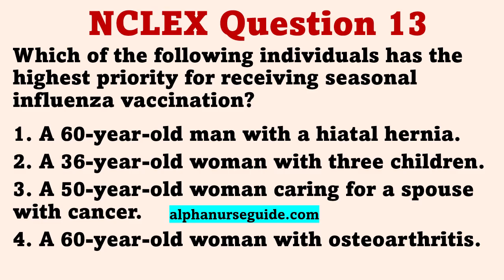Individuals who are household members or home care providers for high-risk individuals are high-priority targeted groups for immunization against influenza to prevent transmission to those who have a decreased capacity to deal with the disease. The wife who is caring for a husband with cancer has the highest priority of the clients described because her husband is likely to be immunocompromised and particularly susceptible to the flu. A healthy 60-year-old man or a healthy 36-year-old woman is not in a high-priority category for influenza vaccination. A 60-year-old woman with osteoarthritis does not have a higher priority than a home care provider.